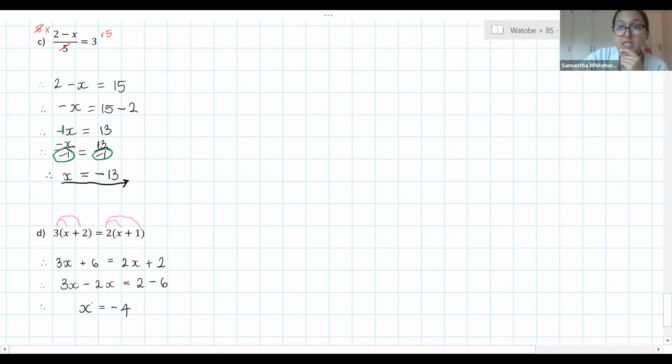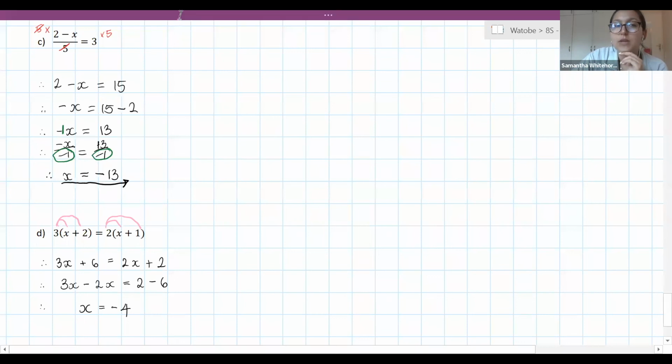Okay, guys, so that's it. We distribute. Please remember that you're distributing the coefficient, so the number in front of the bracket, to both terms in the bracket. If we don't do that, we're going to have weird terms. And once we've done that, we can then go and do our inverse operations.